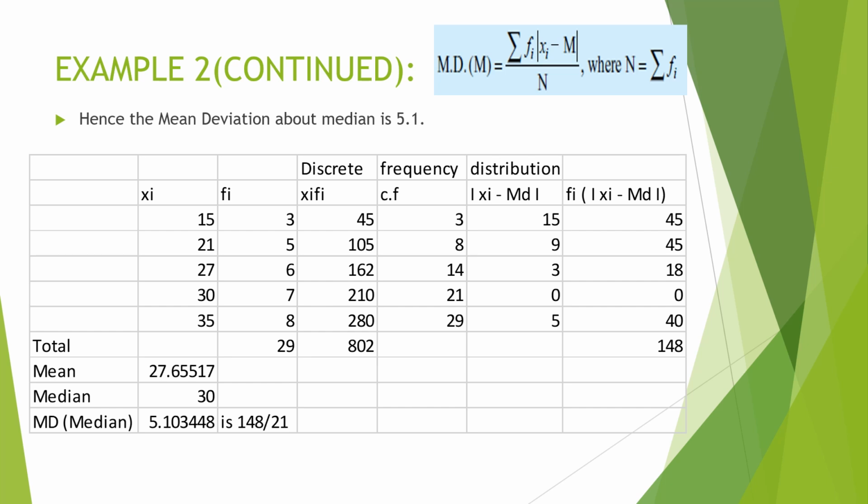Now put it in the formula for mean deviation about the median. It is 148 divided by sigma fi, which is 29. So 148 divided by 29 is equal to 5.103, which is the mean deviation about the median.